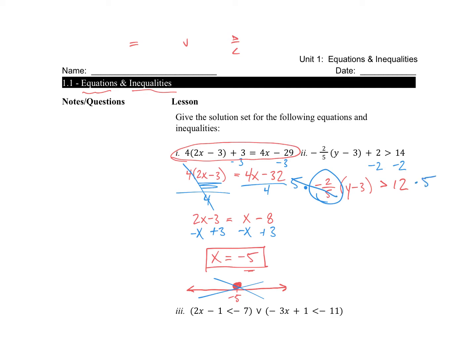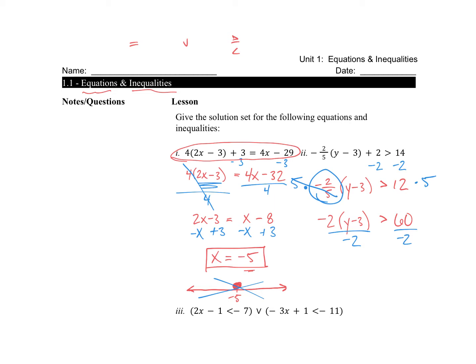All right, so I'm going to end up with negative 2 times y minus 3 is greater than 60. 12 times 5 is 60. And now I can either distribute that negative 2, if that's what you prefer, or do what I did in the last problem and divide by negative 2.